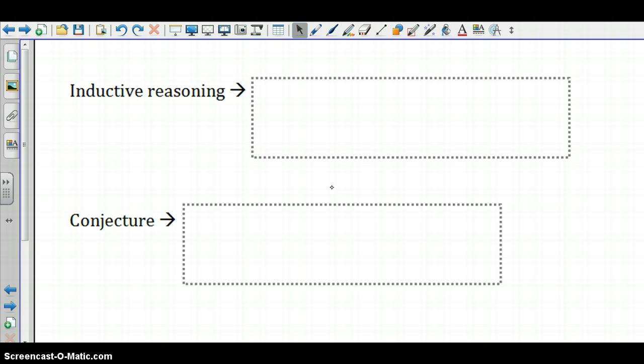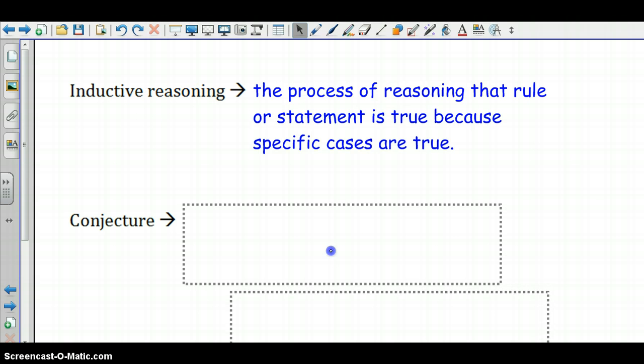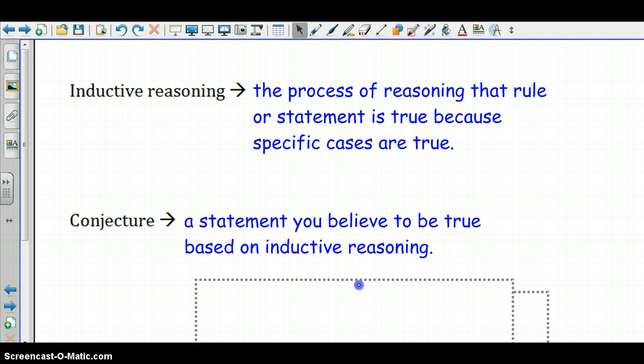Reasoning is the ability to use logic to make conclusions, to come up with statements about certain things using logic. And so we have two different kinds of reasoning. Right now we're talking about inductive reasoning. Inductive reasoning is the process of reasoning that a rule or statement is true because specific cases are true. Anytime you collect data and make an observation based on that data, you're using inductive reasoning. And then our next term we need to talk about is what a conjecture is. A conjecture is a statement you believe to be true based on inductive reasoning.